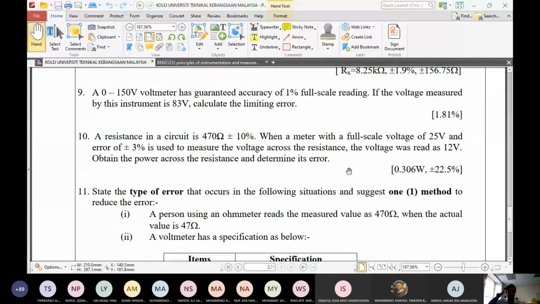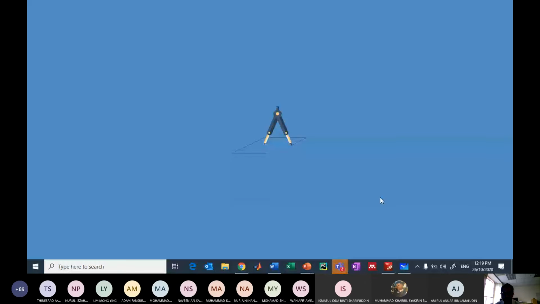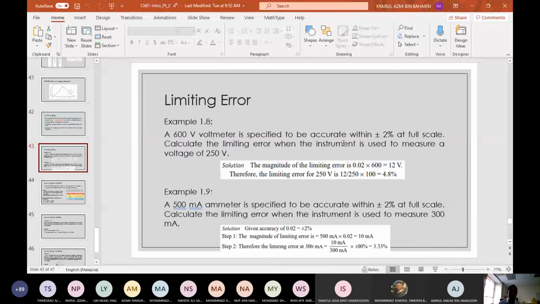Okay, next question number 9. A 0 to 150 voltmeter has guaranteed accuracy of 1% of reading. If the voltage measured by this instrument is 83 volt, calculate the limiting error. This is straightforward. So 1% is for full range, 150. But if your measurement is 83 volt, you need to calculate in terms of percentage. It's not going to be equivalent to 1%. For question number 9, you need to refer to the slide for limiting error, this part here. So the example is already given there.